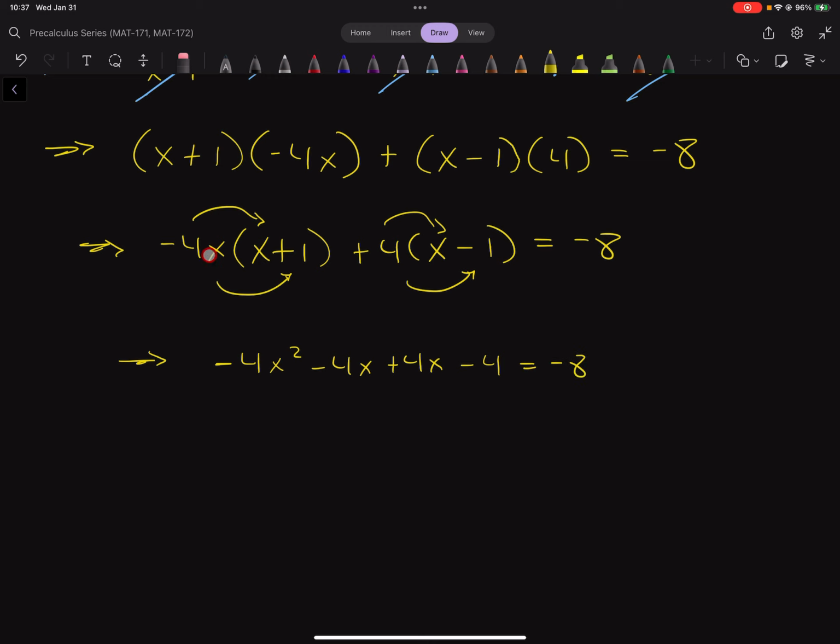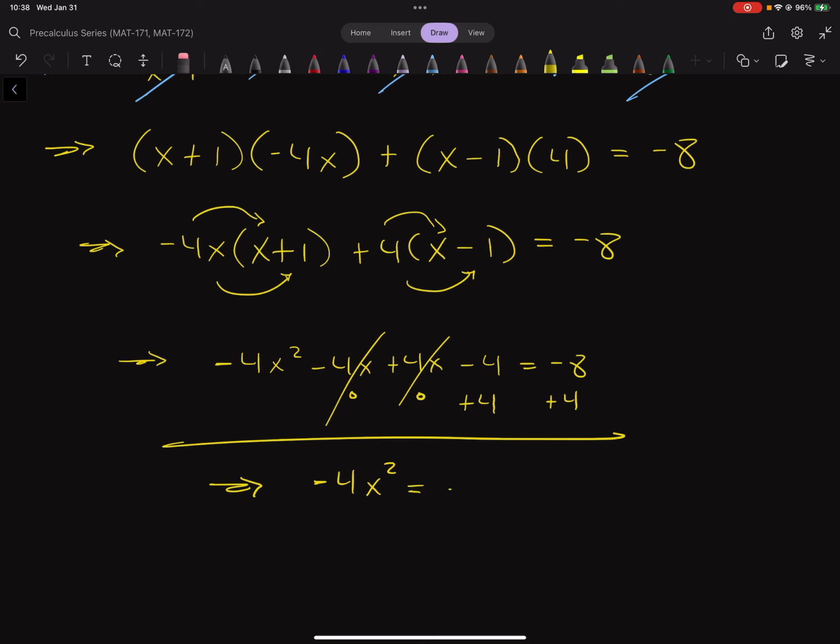Let's double check we did that correctly: negative 4x squared minus 4x plus 4x minus 4 equals negative 8. Awesome. Now we're ready to combine like terms. I'm going to combine like terms here and here; those two are going to cancel. I'm also going to add 4 to both sides. So I end up with negative 4x squared equals negative 8 plus 4, which is negative 4.